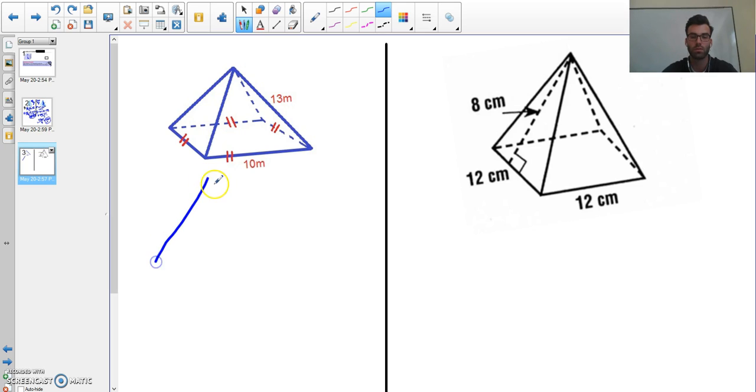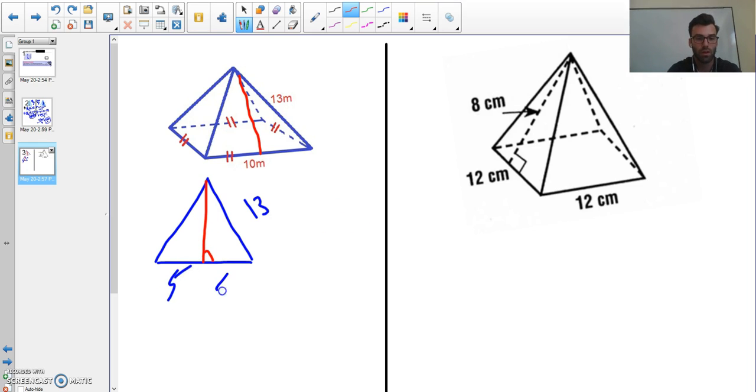Or excuse me, another edge. So if I have this 13, 13 is neither the height nor the slant height. So I'm going to use the 13 to help me find my slant height. So this would be 5 and 5, and this would be x.